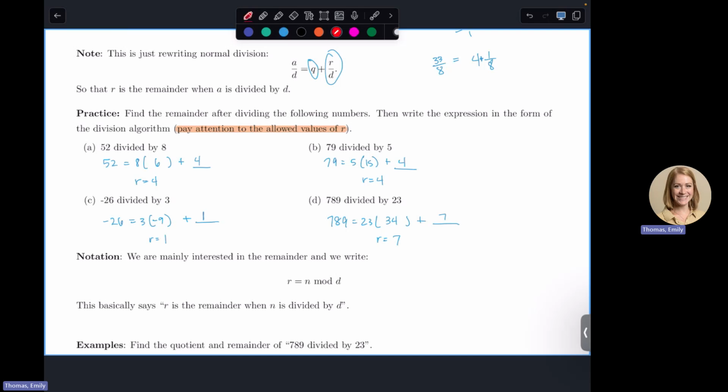But this one would be that 4, the remainder, is equal to 52 mod 8. It's how many are left over, or how many to get to the nearest multiple. So 52 is 4 off from a multiple of 8. Negative 26 is 1 off from a multiple of 3. So the remainder is 1 when you do negative 26 mod 3.